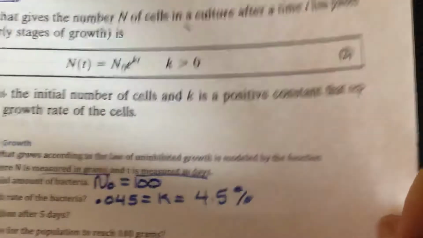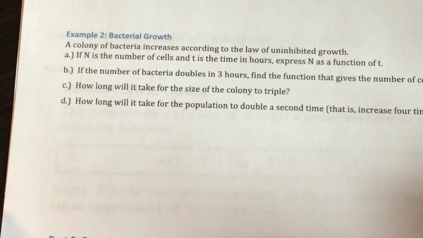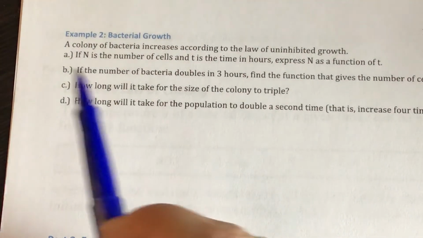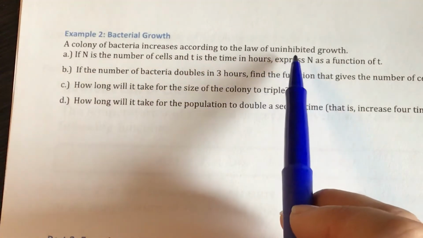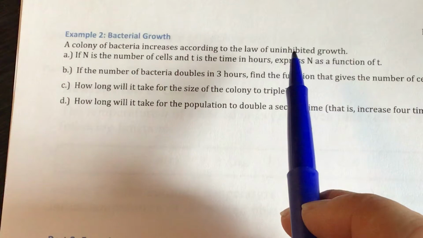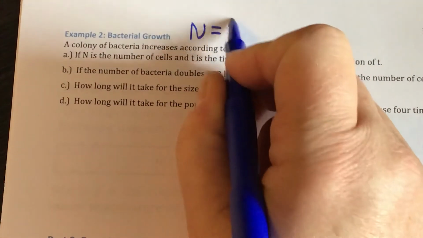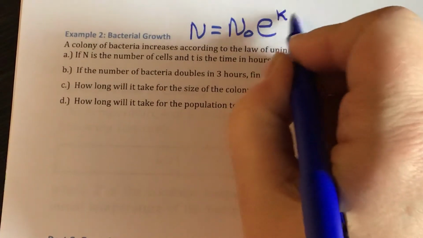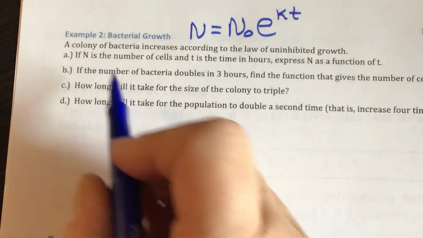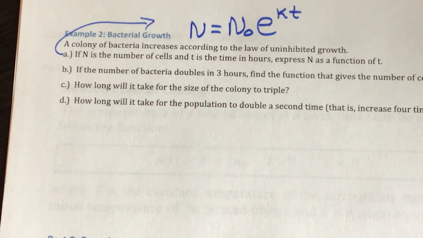All right, so next example, same type of problem. I'm looking at bacterial growth, just a different set of circumstances. A colony of bacteria increases according to the law of uninhibited growth. So that equation is n equals our initial amount n times e to the kt power. Okay, so that's part A, expressing n as a function of t.